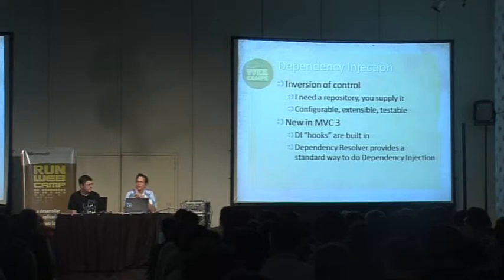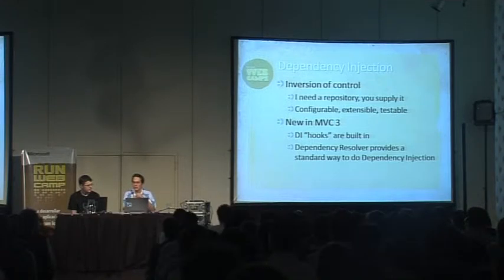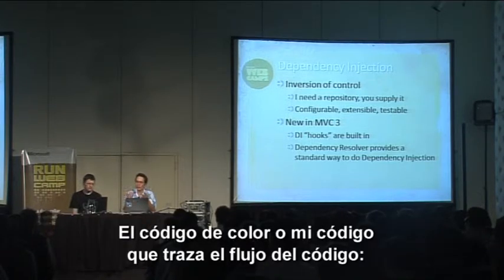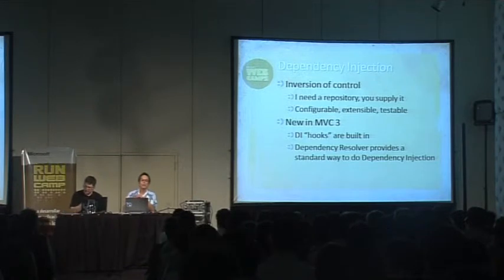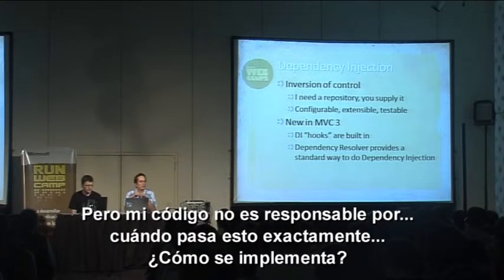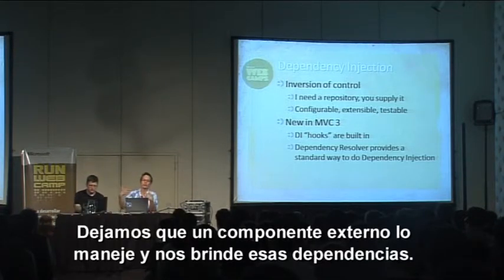And so there are several different methods of implementing inversion of control, and one of them is dependency injection. So the caller code, or my code, would outline sort of the flow of the code, right? This happens first, this happens next, and this happens after that. But my code is not responsible for, well, when this happens, exactly how is it implemented. And we allow some external component to handle that and to supply us those dependencies.